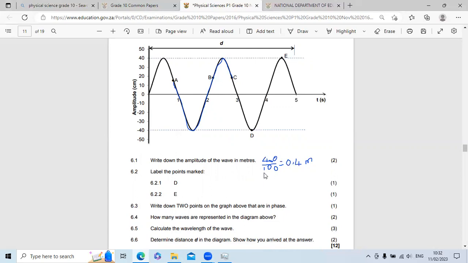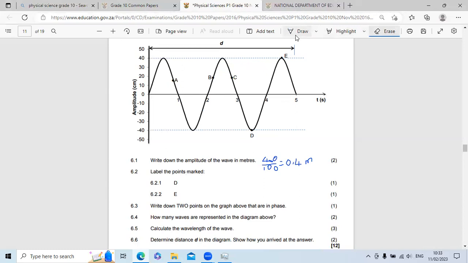So now we're gonna go to 6.4. They ask you how many waves are present in the diagram above. 2.5. Sorry? 2.5. Yeah, exactly. It's just gonna be 2.5 waves. And then they want you to calculate the wavelength of the wave.